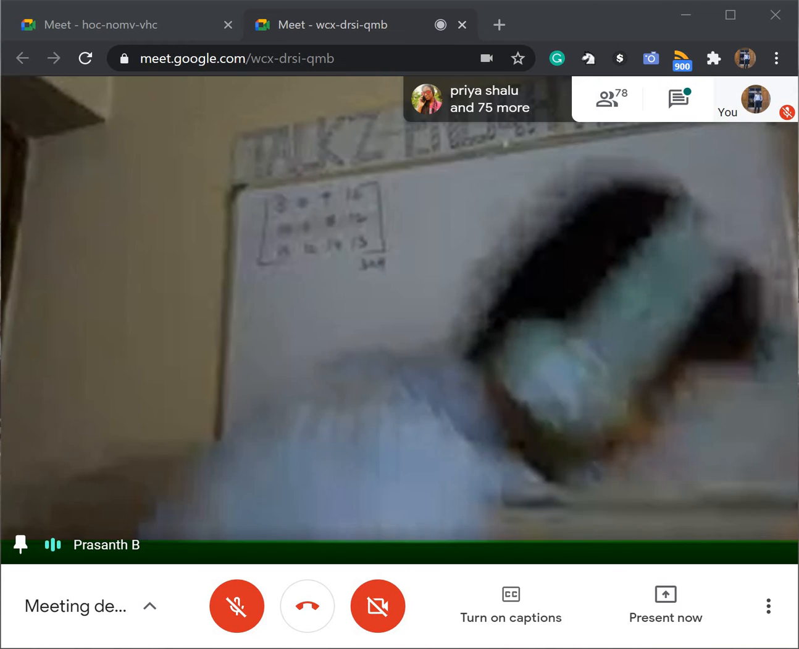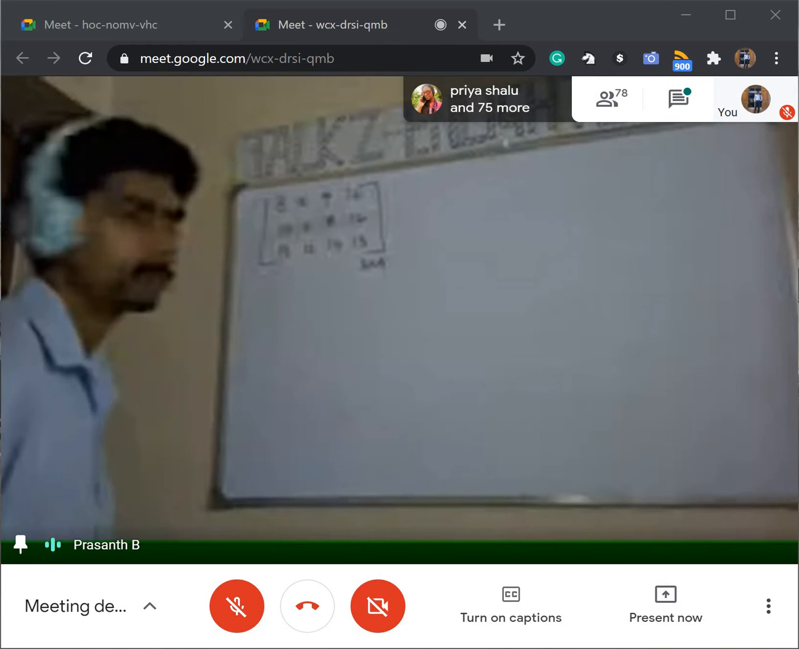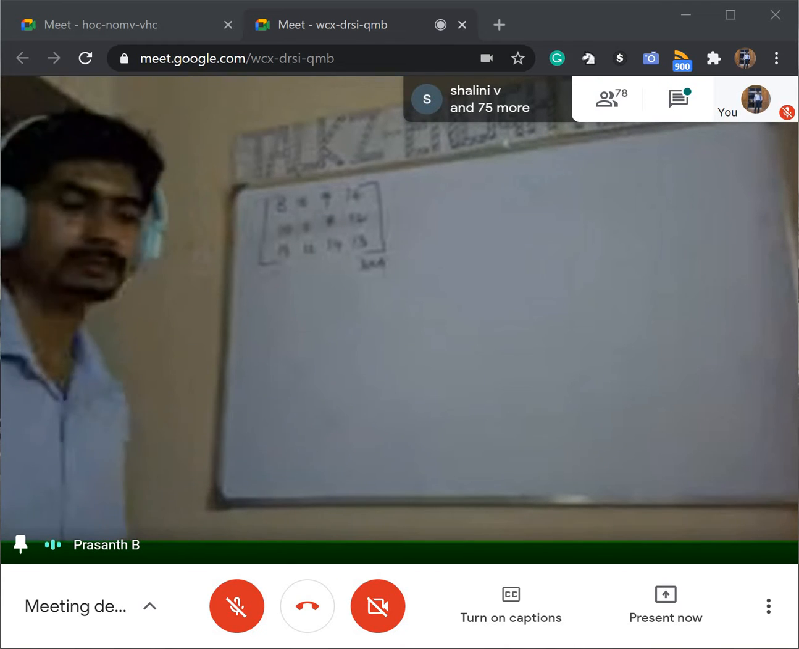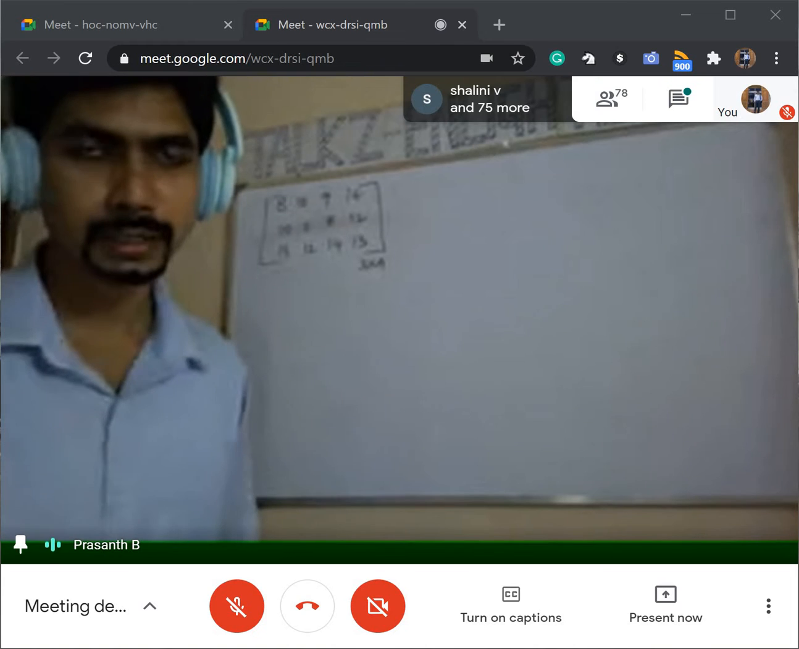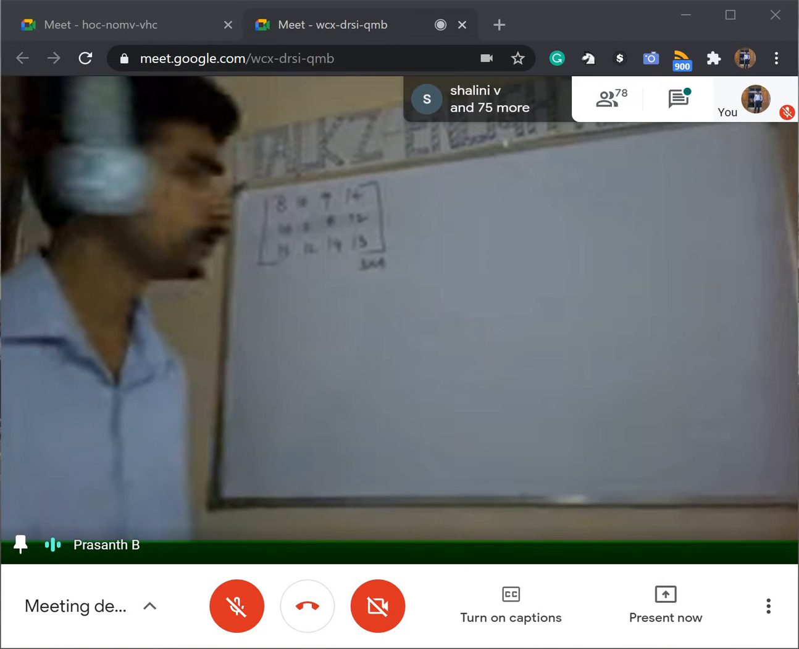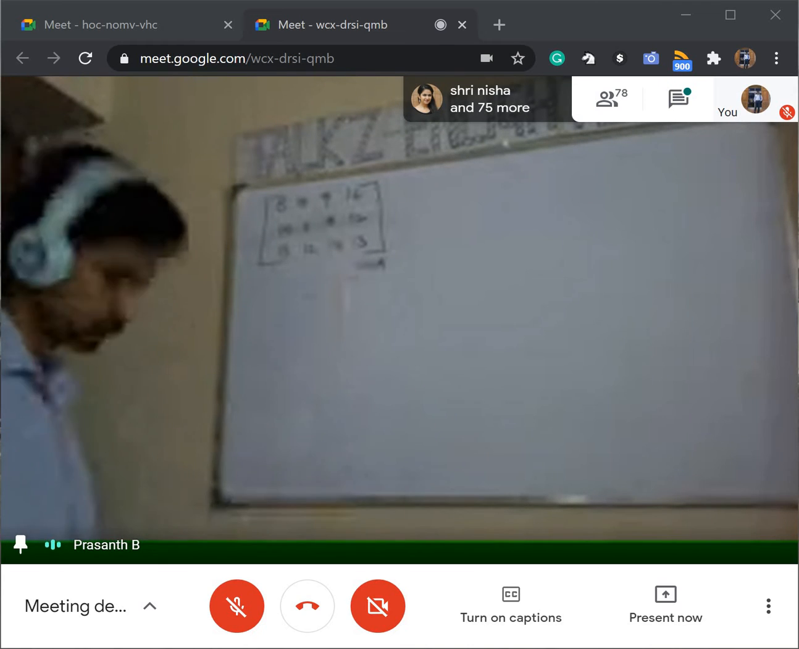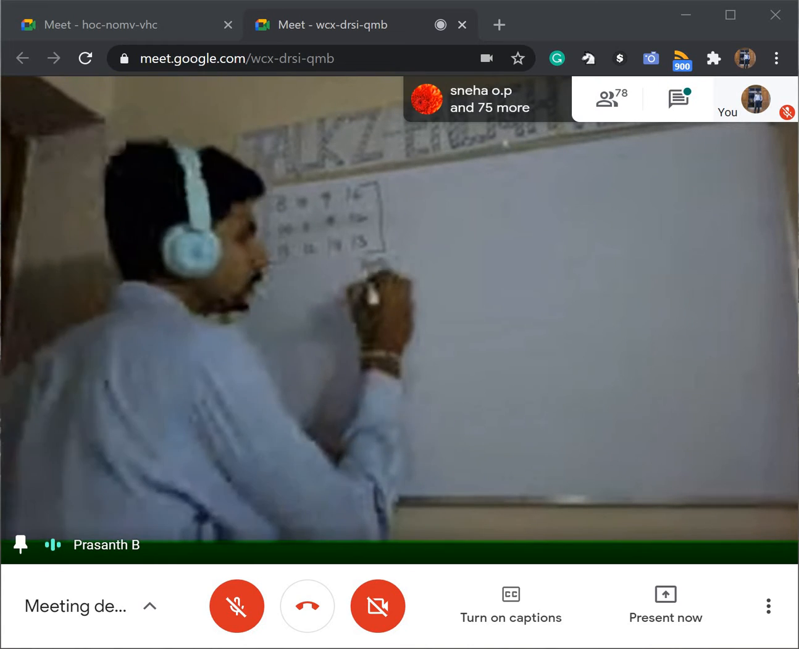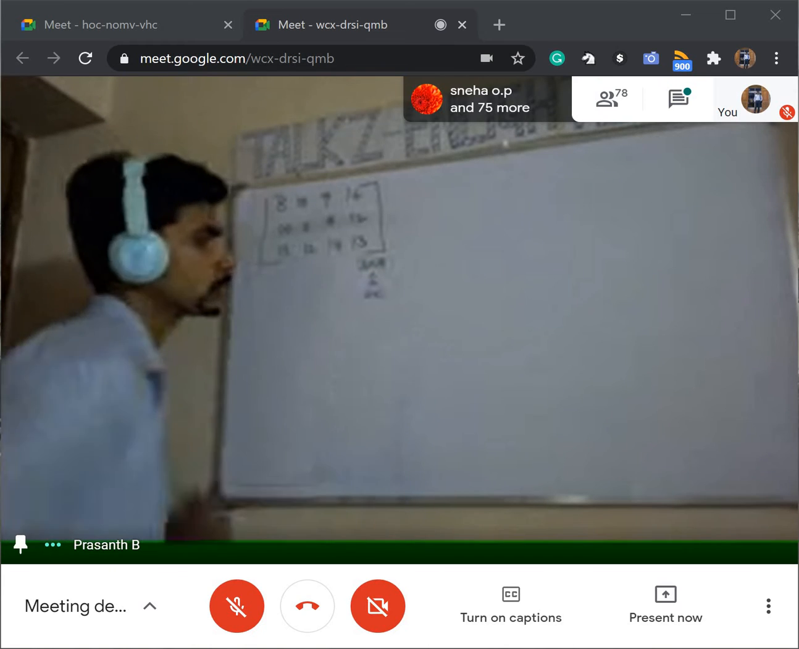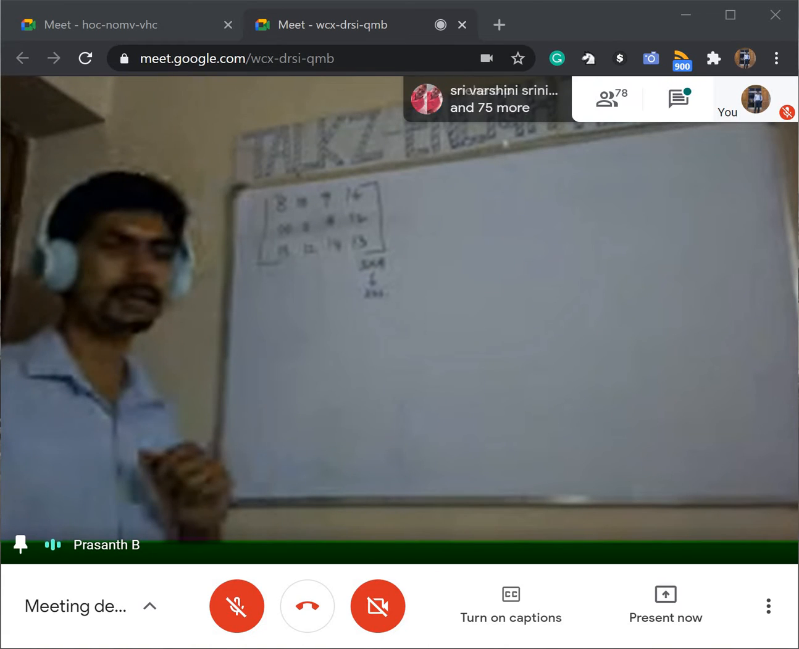So this is the problem. This is the problem which is given by, I don't know who, somebody has given the problem. Okay, so we are solving this particular problem. So how do you do this particular problem? It's a 3 cross 4 matrix. I have to reduce it to a 2 cross 2 matrix.